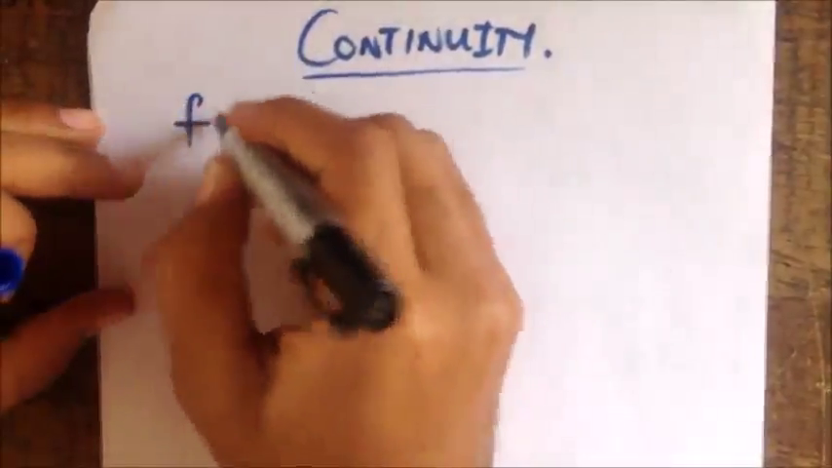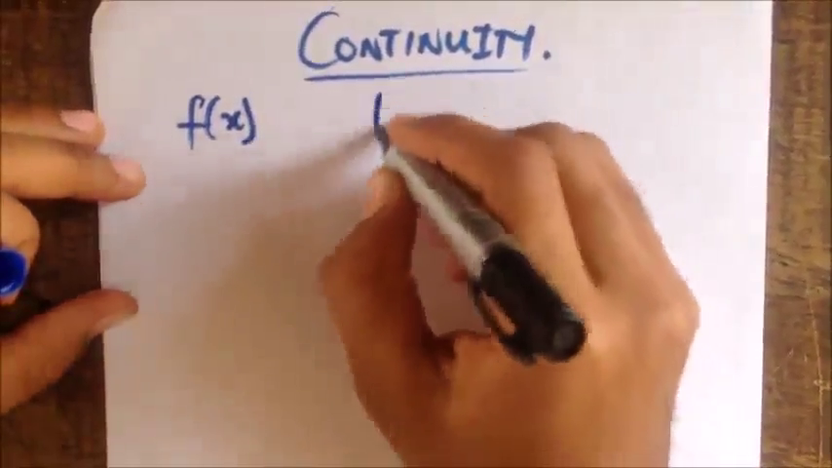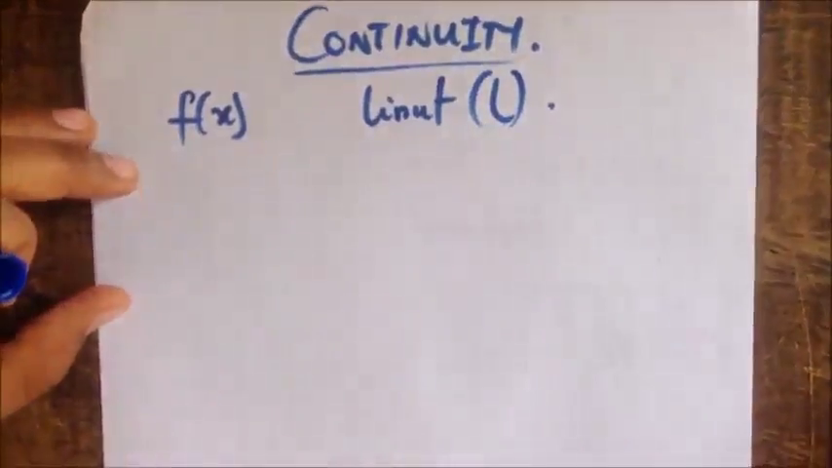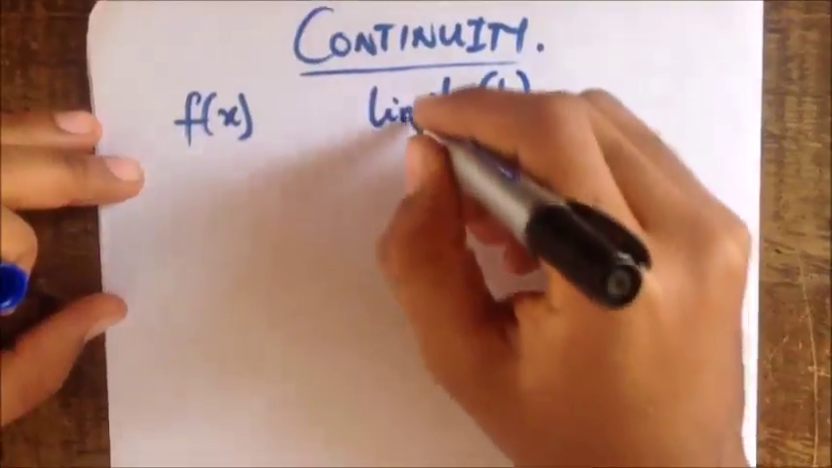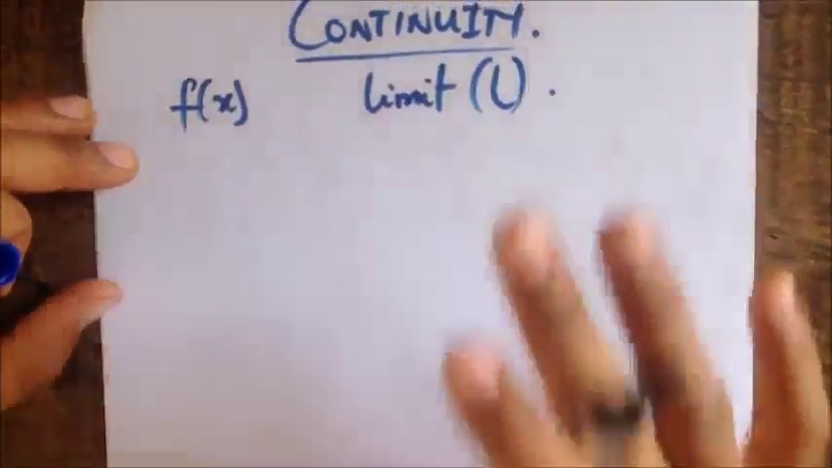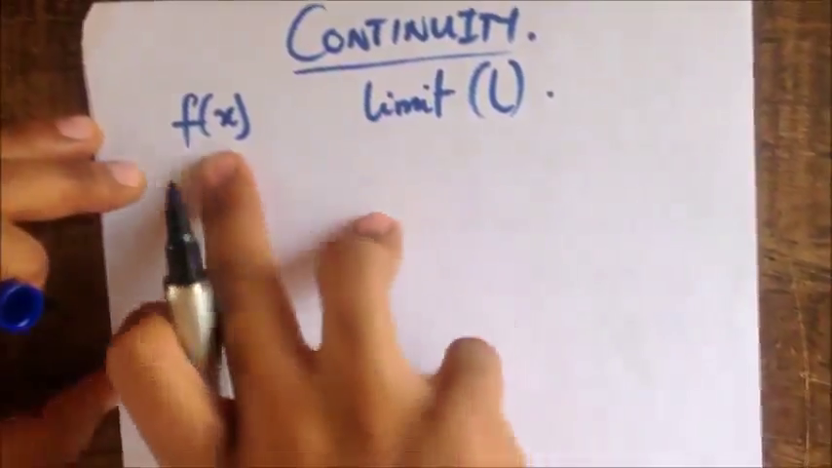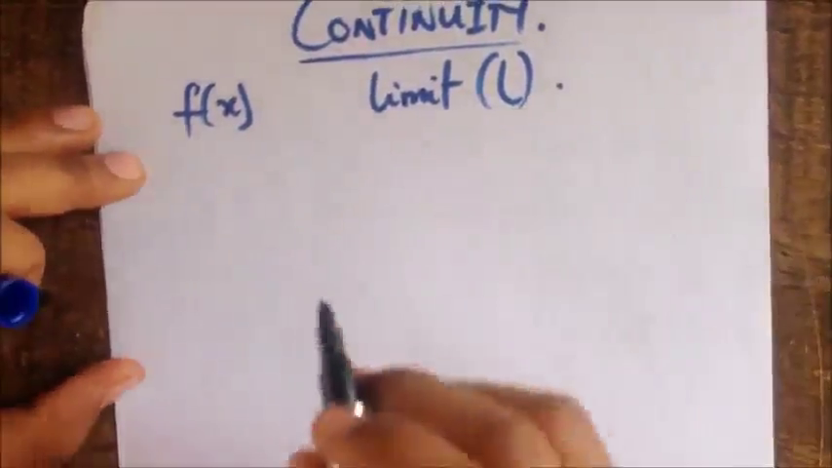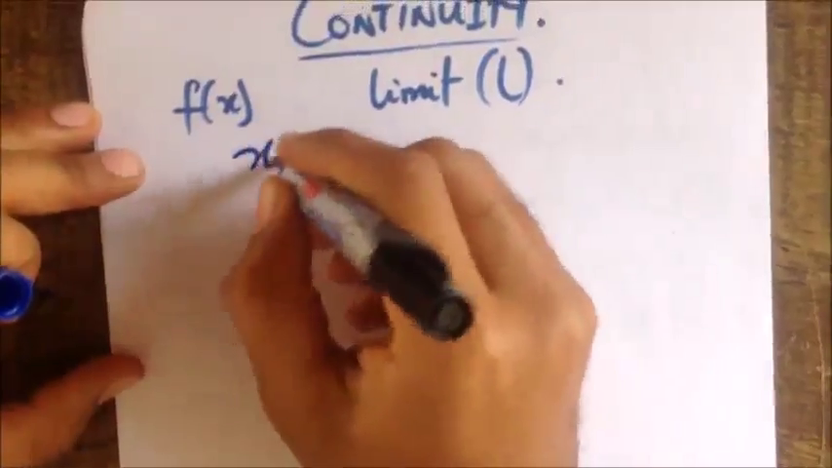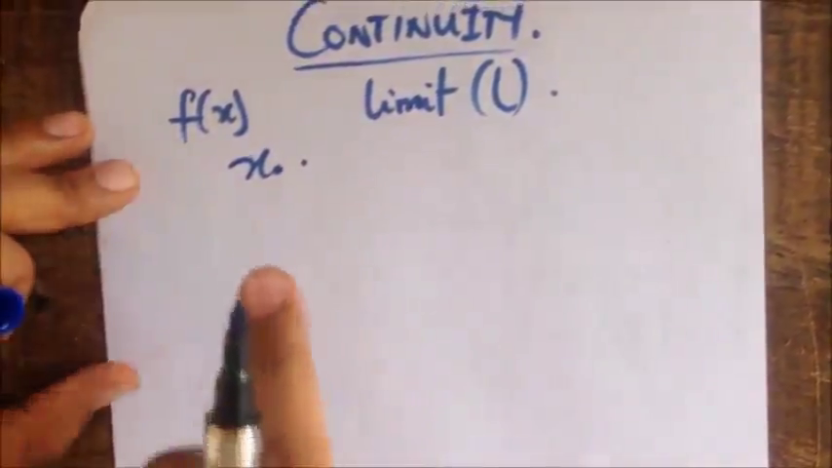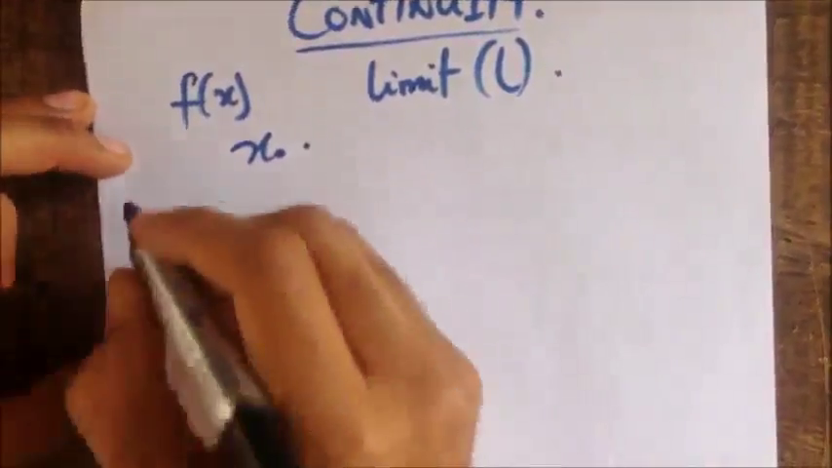First of all, what is continuity? If we have a function f of x which has a limit L. This is the limit of the function. The limit is L, for instance, even though that does not really come into play yet. But let's assume we have a function f of x at a point x0. This is the point. So a function f of x is said to be continuous at x0 if it satisfies three conditions.